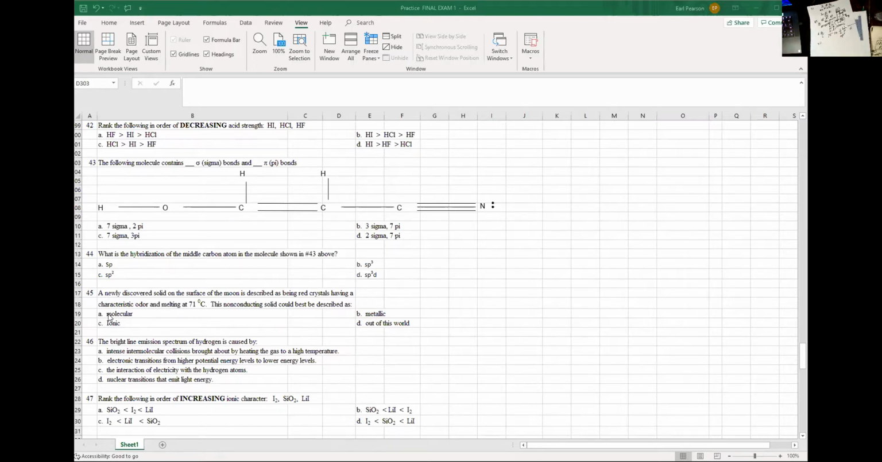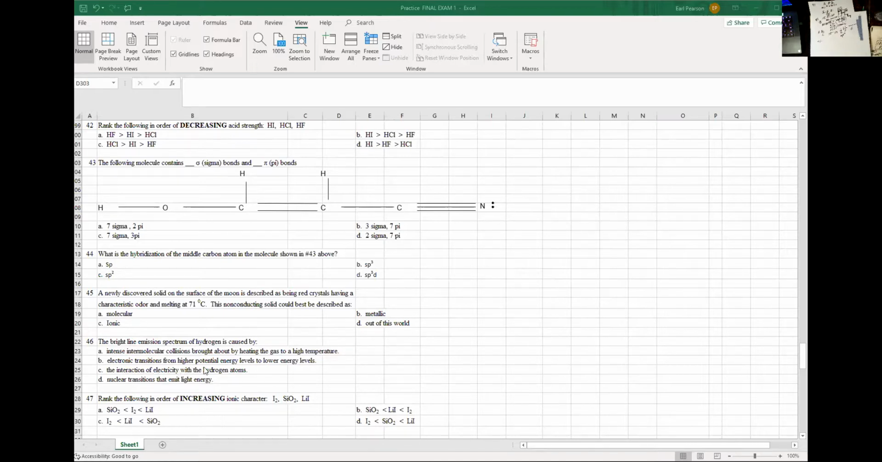Now, number 46, the bright line emission spectrum of hydrogen is caused by, well, you know the answer to that. We've talked about that and done labs on that. It's electrons going from higher energy levels, discrete higher energy levels, to the ground state. So let's see if we can find that up here. Intense molecular collisions brought about by heating the gas to a high temperature. No. Electronic transitions from higher potential energy levels to lower. There you go. That's it.